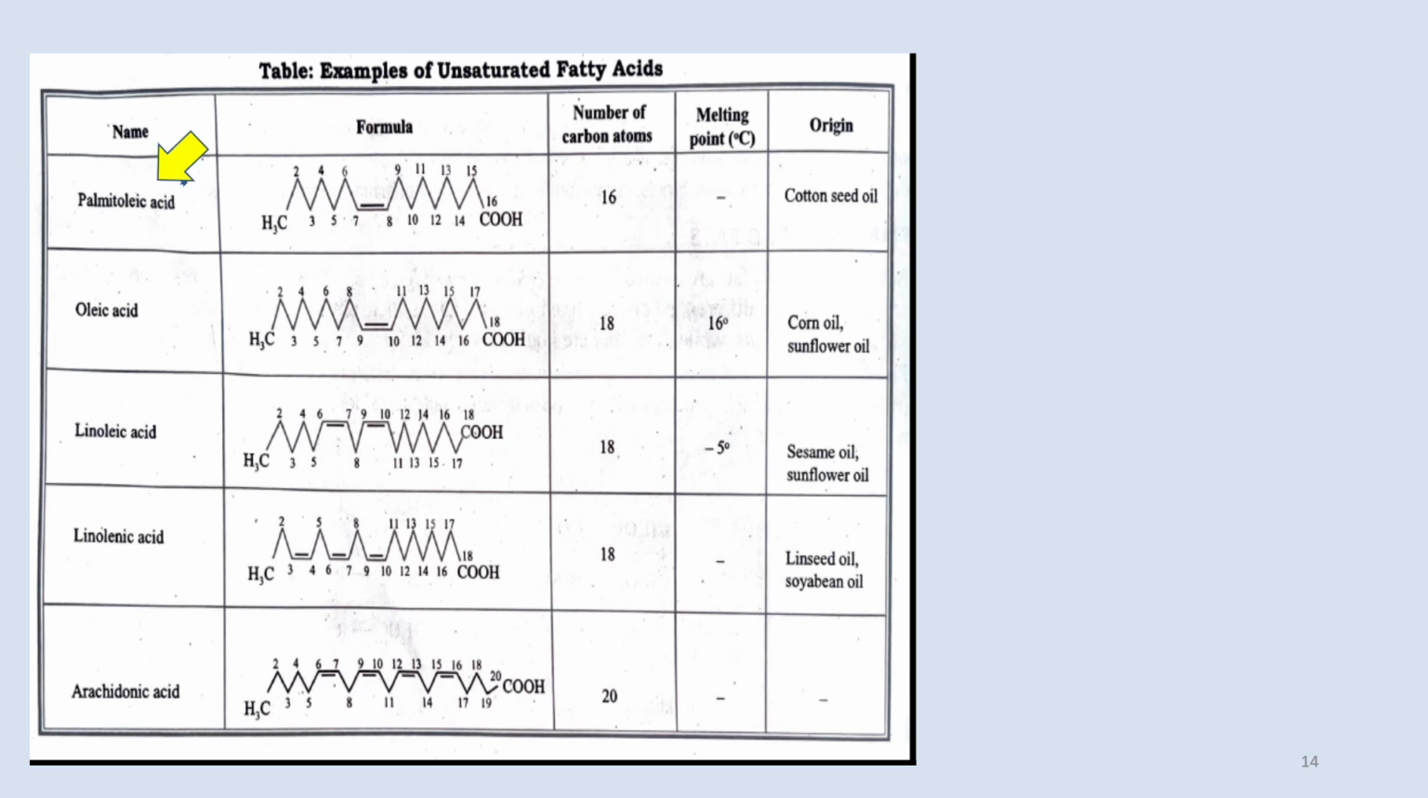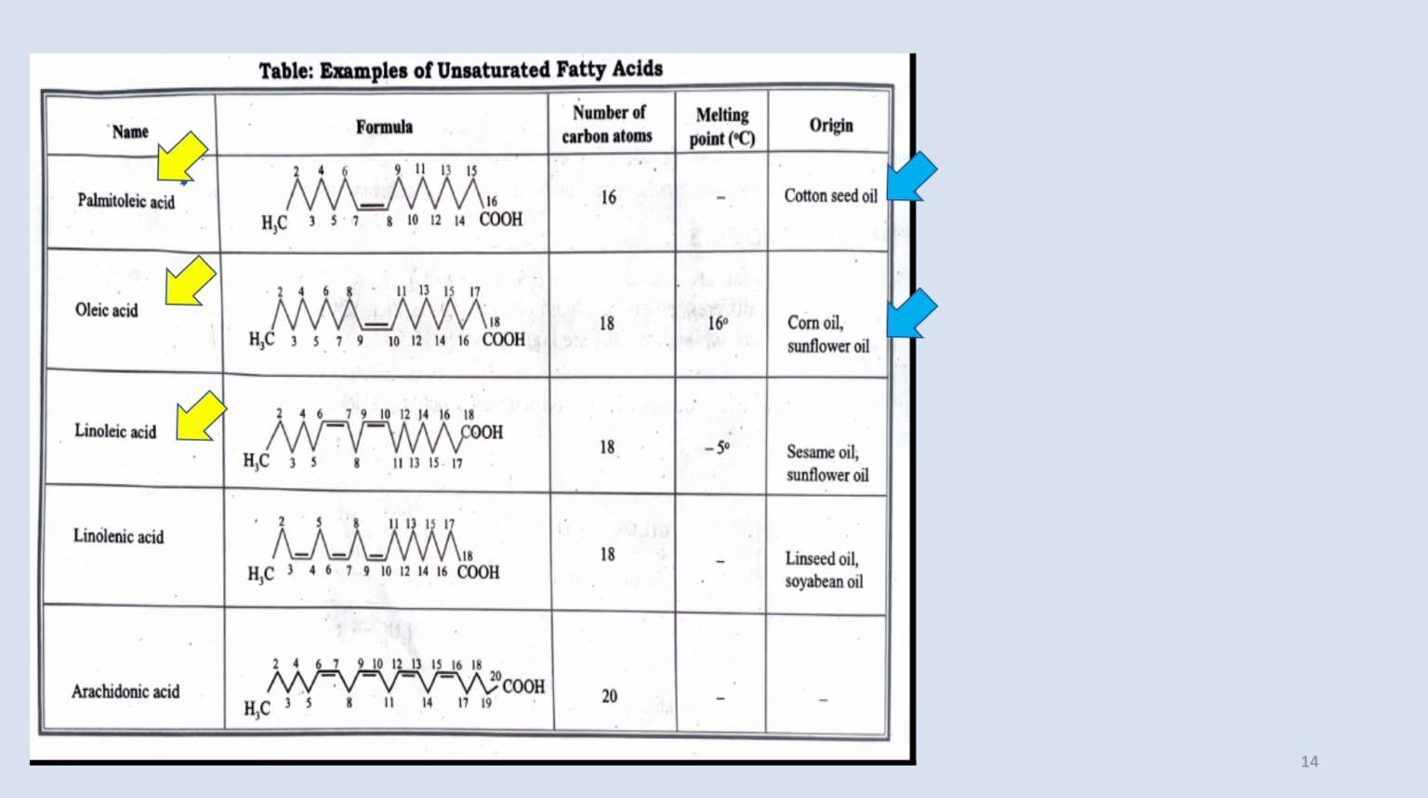Palmitoleic acid has one double bond between the 7th and 8th carbon atoms, and is a 16 carbon atom long chain fatty acid. Its origin is cottonseed oil. Oleic acid is an unsaturated fatty acid which also has one double bond, between the 9th and 10th carbon atoms. It is an 18 carbon atom long chain fatty acid with a melting point of 16 degrees centigrade, and its origin is corn oil and sunflower oil.